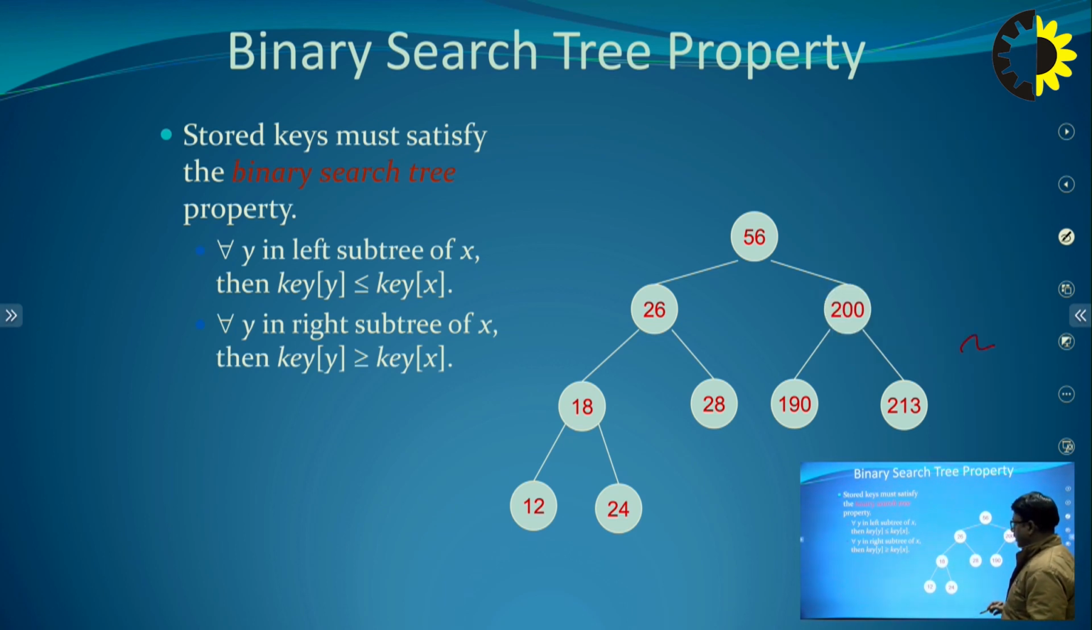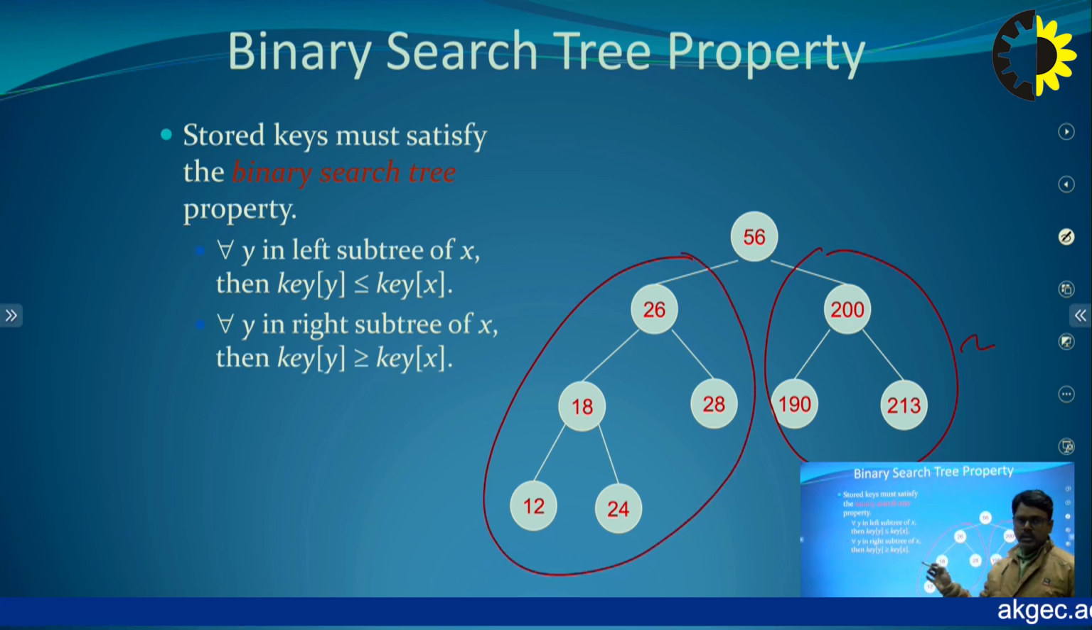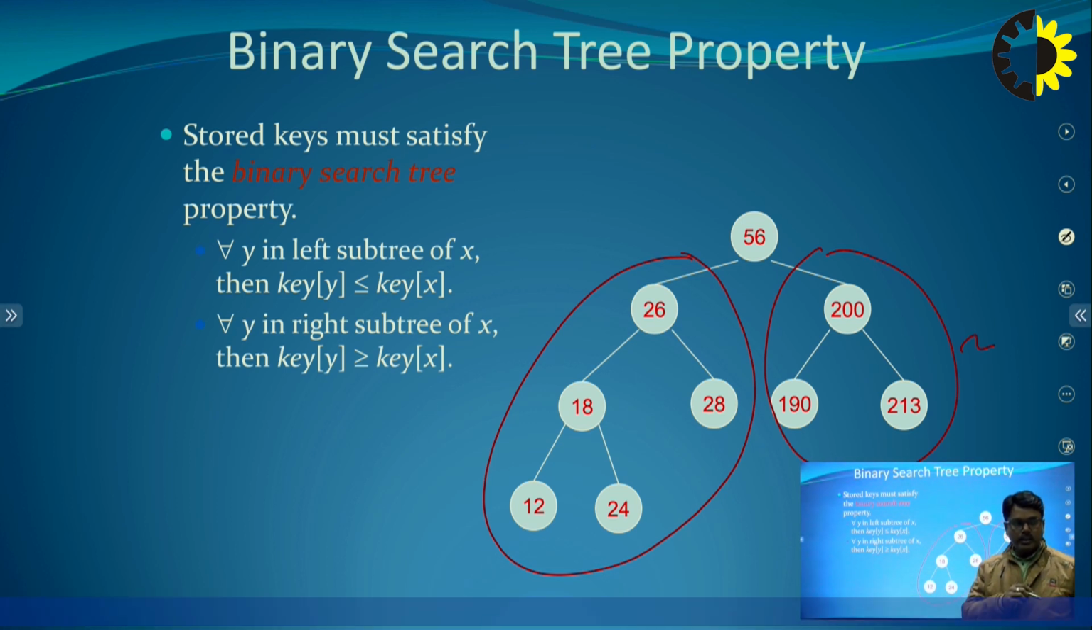Here we can see that this one is the subtree, and this is the left subtree and the right subtree. In a binary search tree or any search tree, there is a left subtree and a right subtree. The property is defined based on these subtrees. If we go through the property, for every y in the left subtree of x, we have to check that key of y is always less than key of x.